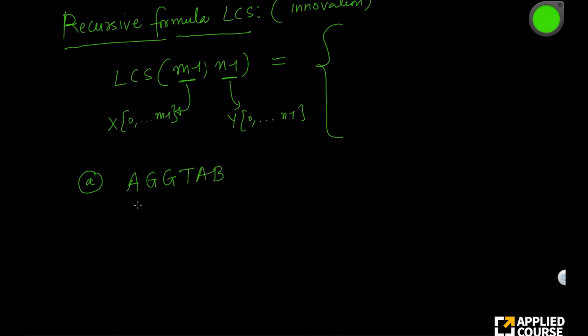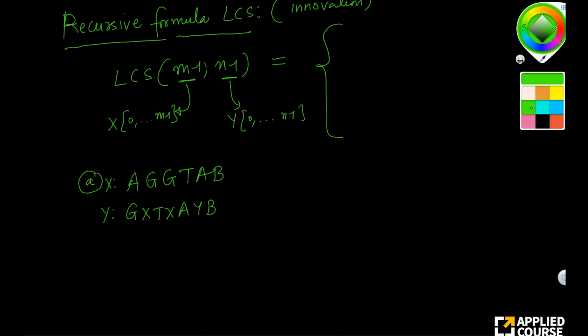TAB is my X. And let's assume this is my Y. What is my Y now? G X T X A Y B. Let's assume this is my Y. Let me just cross check it. AGGTAB, GXTXAYB. Yes.